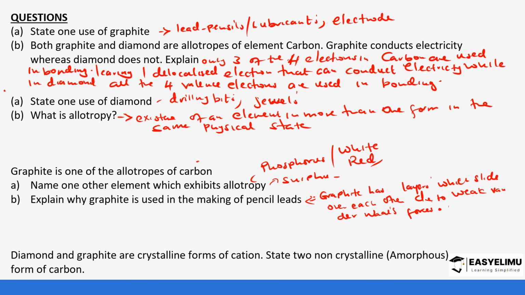Diamond and graphite are crystalline forms of carbon. State two non-crystalline forms, or the amorphous forms. So we have coke, we have coal, and soot.